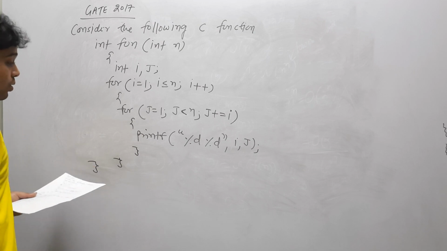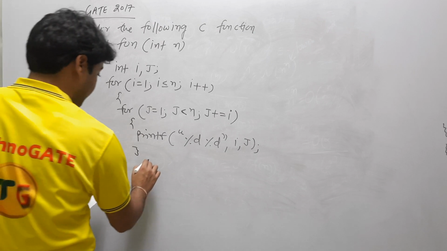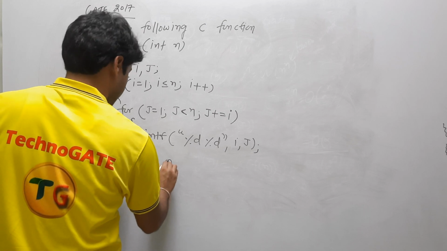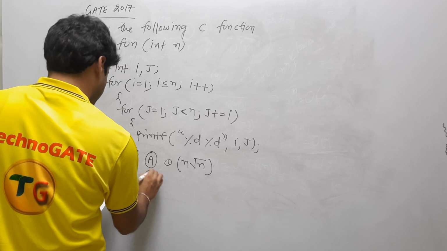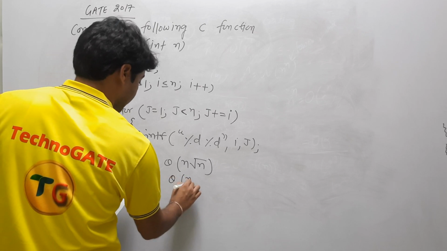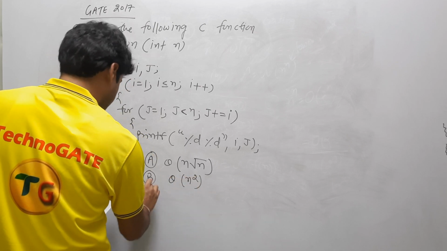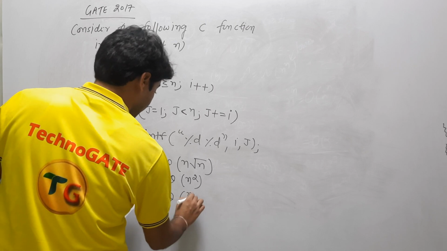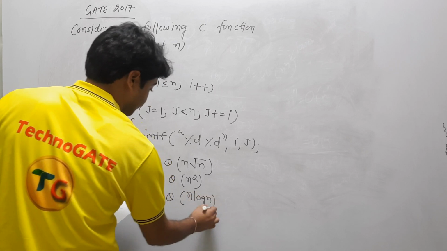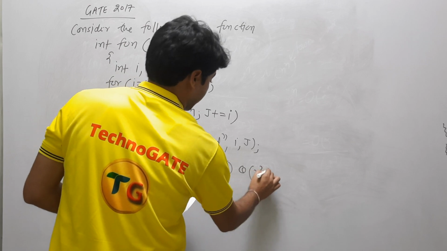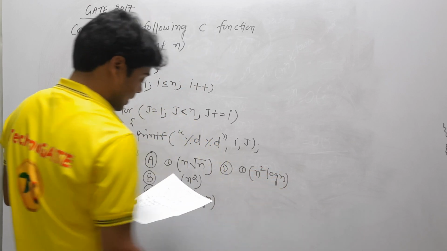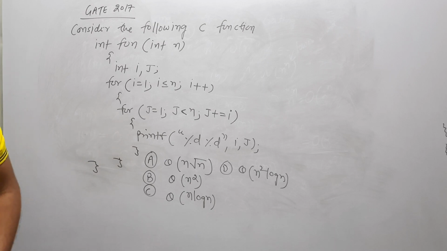What is the time complexity in terms of theta notation? A is theta of n root n, B is theta of n square, C is theta of n log n, and D is theta of n square log n. Let's check, what is the answer here?